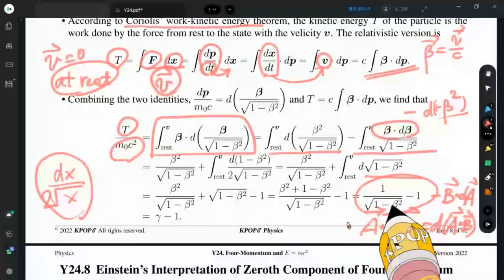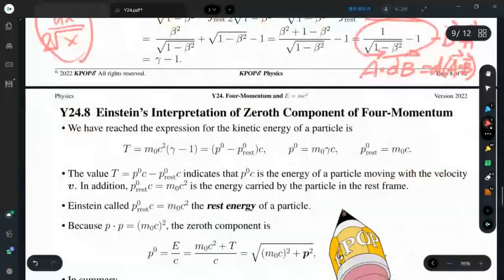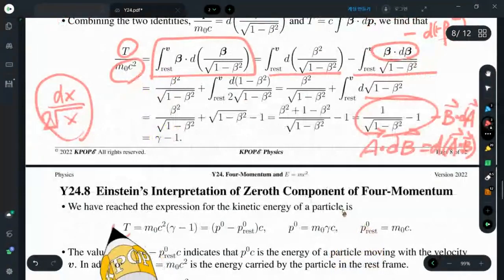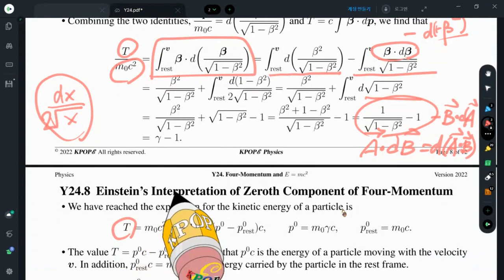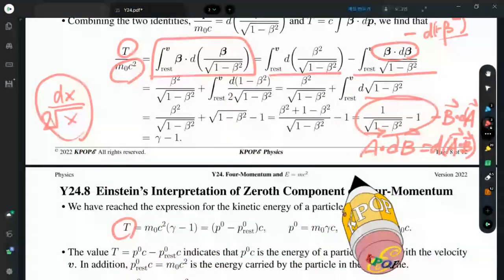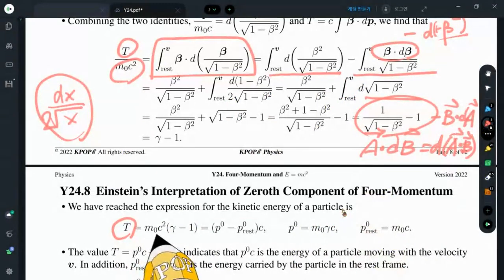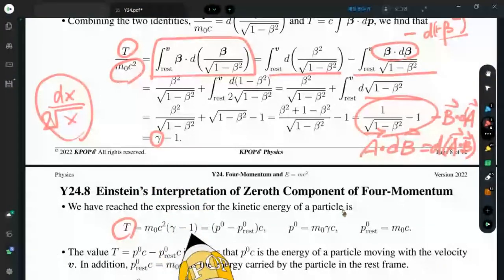You are familiar with this factor. This one is gamma minus 1. As a result, Einstein found that the kinetic energy of a relativistic particle, that is, the work done by an external force from rest to a state with velocity v, is m0c squared multiplied by this Lorentz factor gamma minus 1.